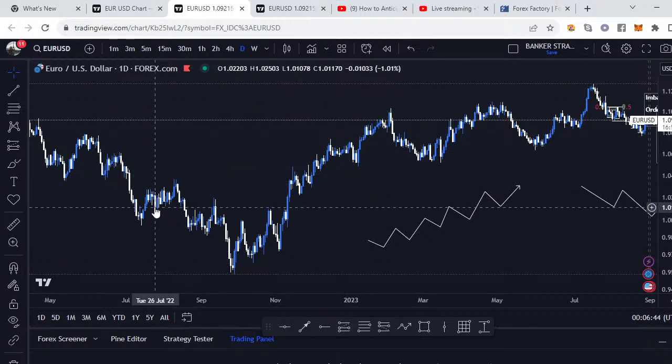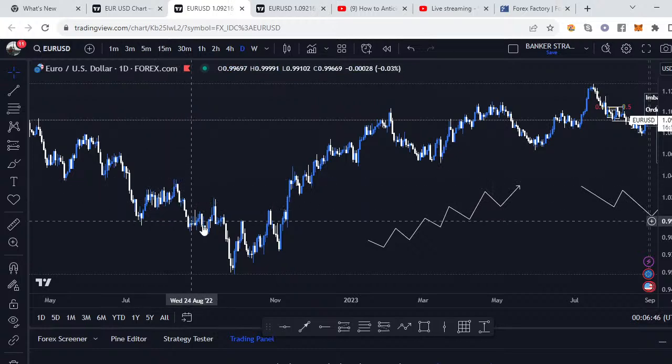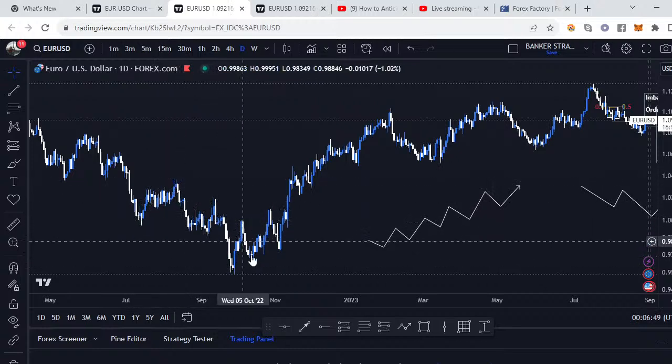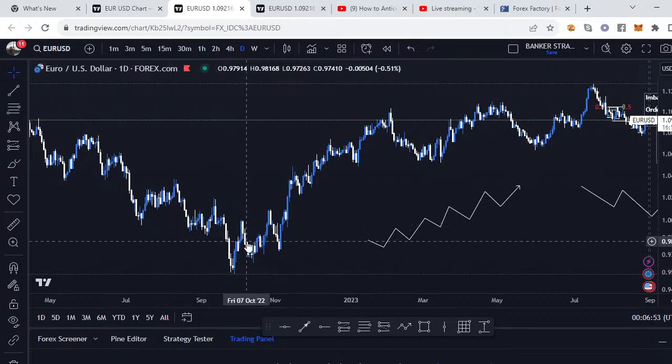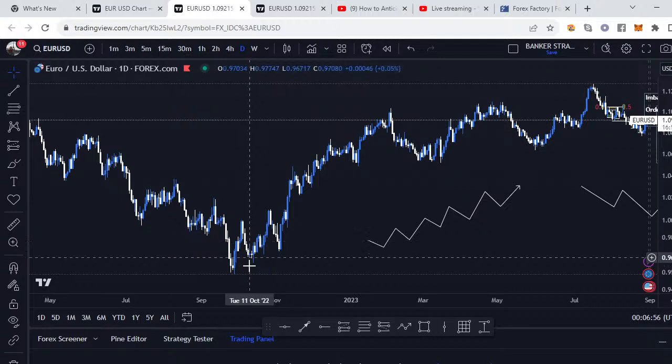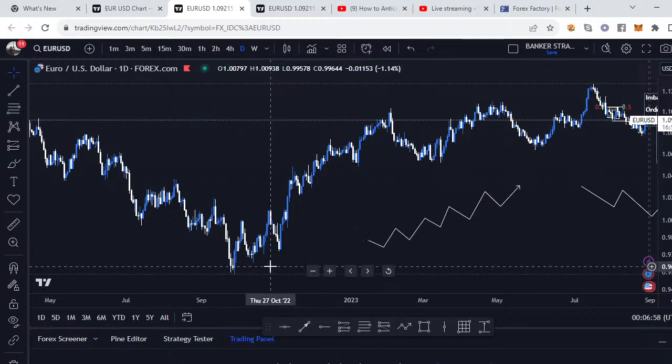So, like, dang, this is beautiful right here. Consolidation, boom, reversal. All right, so yeah, you're going to see it. You're going to see it.